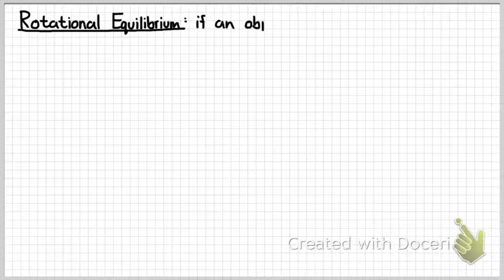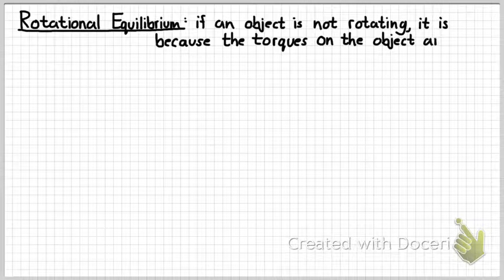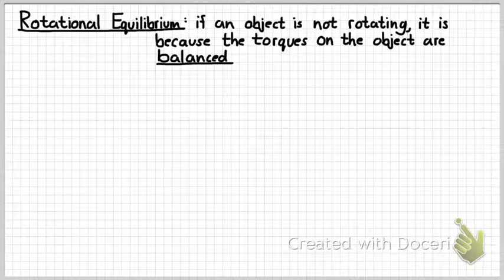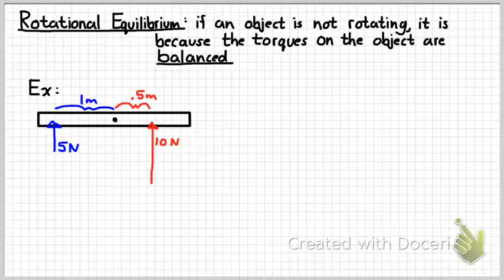If an object is in rotational equilibrium, meaning it's not rotating or it's rotating at a constant velocity, that means that the torques on the object are balanced. Just like linear equilibrium, where the forces were balanced, rotational equilibrium means that the torques are balanced. So suppose we have a bar like this, and we apply a 10 newton force, 0.5 meters from the axis. And we apply a second force, upwards as well, 5 newtons, 1 meter from the axis.